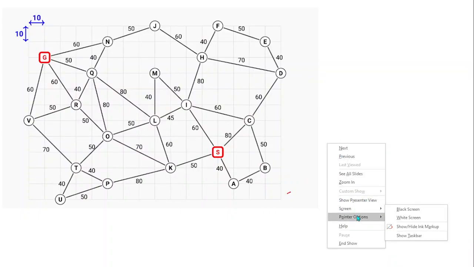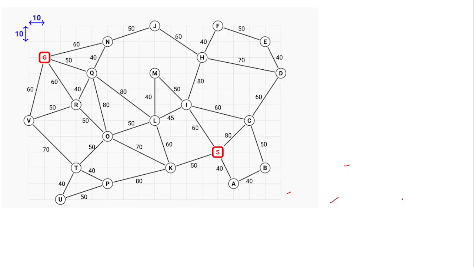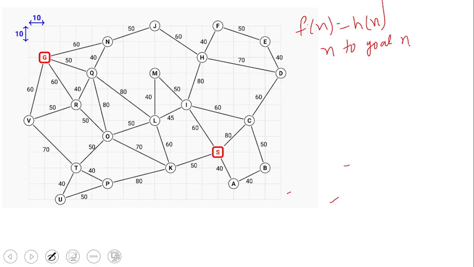For best first search, we have f of n is equal to h of n. That is the heuristic value, meaning the estimated distance from node n to goal node g. So before starting the algorithm, we need to find all the h of n values.